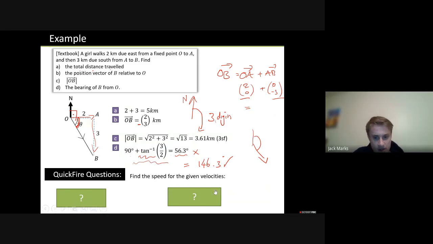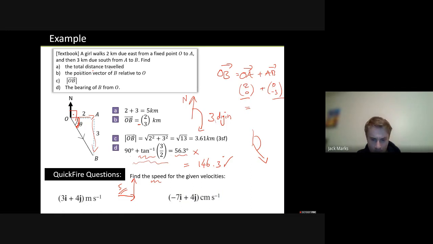So quick fire questions. Well, let's kind of put that together. What is the speed for this velocity here? So this one, speed, means Pythagoras. It means 5. (49) and the 16. So here I'm thinking root 65. Okay, so we need to be on the lookout for words such as speed.